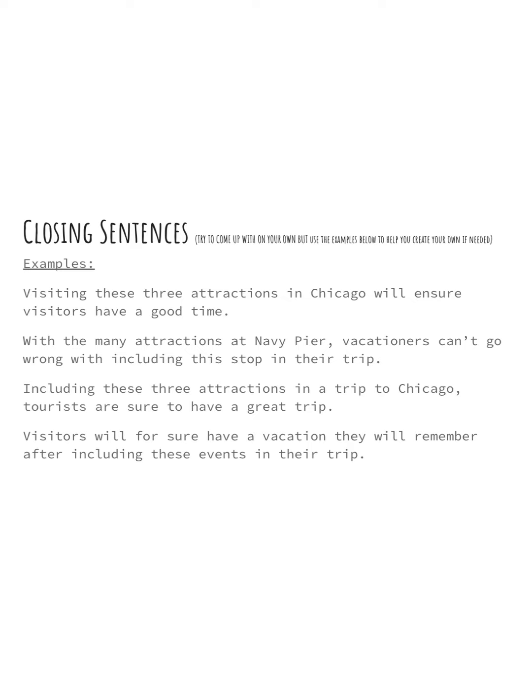So we have: visiting these 3 attractions in Chicago will ensure visitors have a good time. With the many attractions at Navy Pier, vacationers can't go wrong with including this stop in their trip. Including these 3 attractions in a trip to Chicago, tourists are sure to have a great trip. Or, visitors will for sure have a vacation they will remember after including these events in their trip. So those are just 4 examples. There are lots of other examples that would also be correct for a closing sentence.